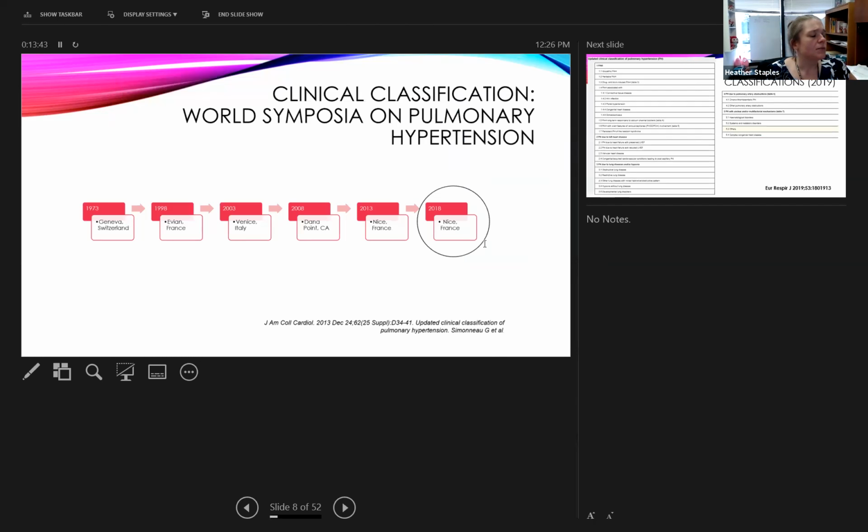So pulmonary hypertension in pediatrics has really kind of come to the forefront in the last decade and a half. There is a specific group looking at pulmonary hypertension internationally. There's also a separate group looking at pediatric pulmonary hypertension. So the most recent guidelines came out of a meeting in 2018 in France.